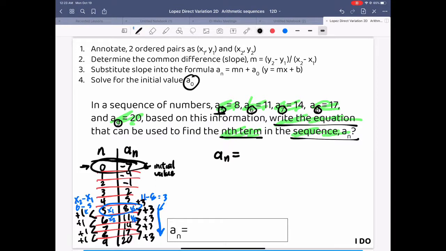So I could go ahead and write my formula, and this should look familiar. a sub n is equal to m times n plus a sub 0. Man, that's a lot. But you should know this because this is y equals m times x plus b. So y is equal to, or a sub n is equal to, again the same thing. What was the rate? We noticed that this was going up by 3 while n goes up by 1. So that's 3 divided by 1, which gives me 3.